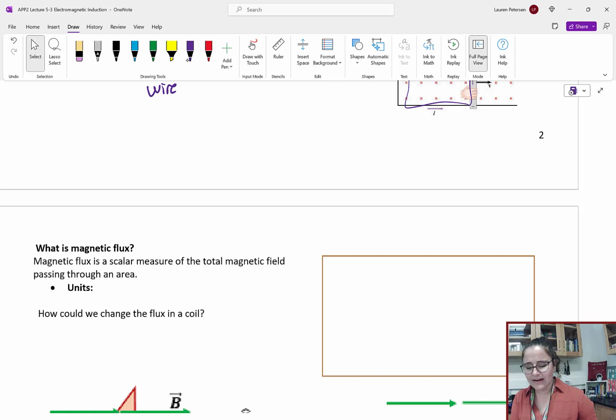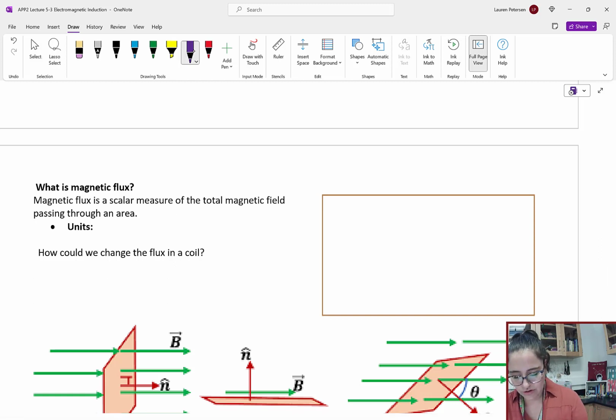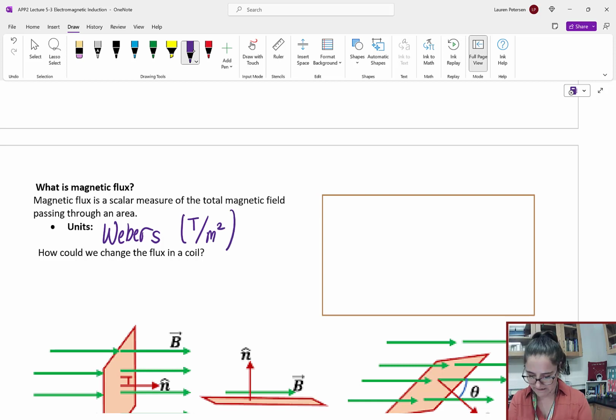Magnetic flux is the scalar measure of the total magnetic field passing through an area, and it is in units of Webers, where technically a Weber is a Tesla times square meter. This is a scalar measure of the total magnetic field passing through a coil. And we calculate that. There are two equations in your equation sheet for it.